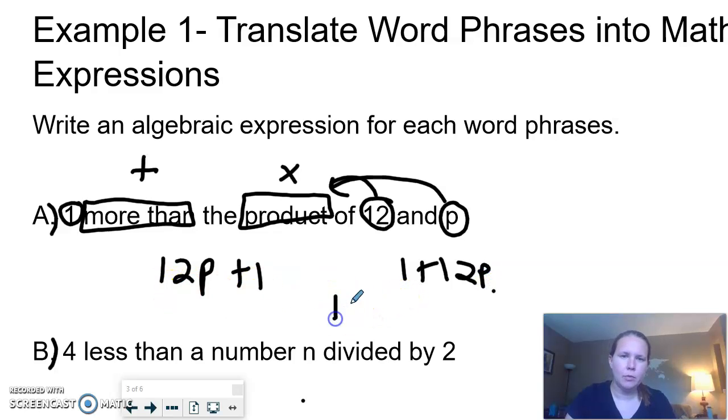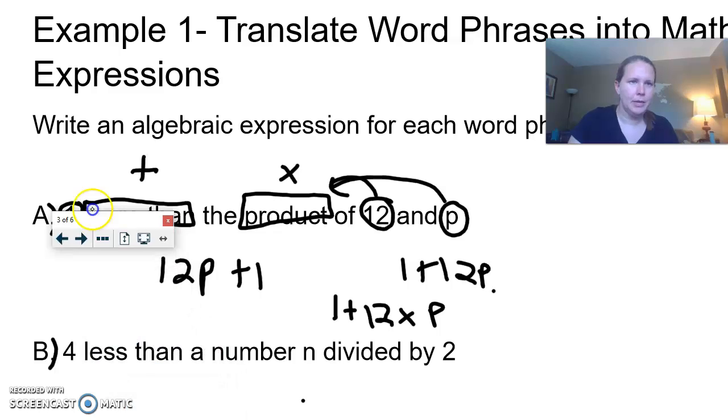Again, it's okay if you had like 1 plus 12 times p. I will accept it. There's more than one way to get the phrase from this and to write it out, as long as it still is an equivalent kind of equation.